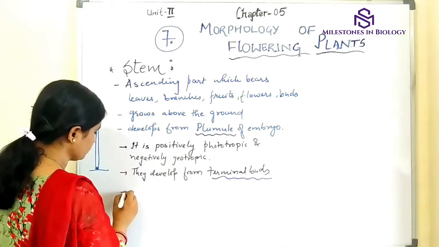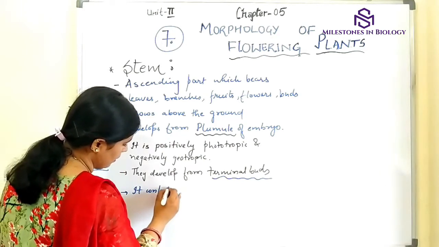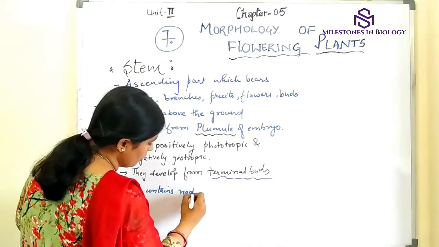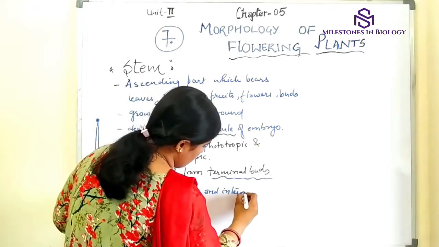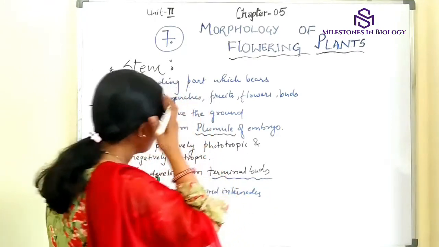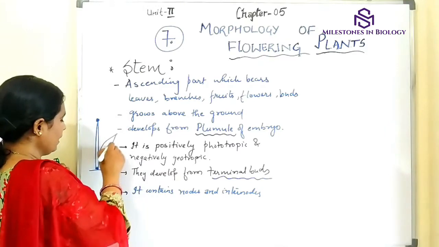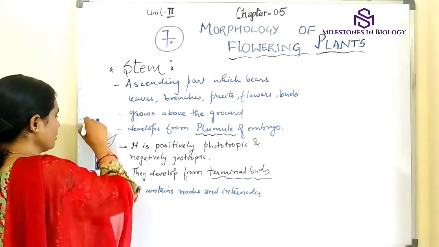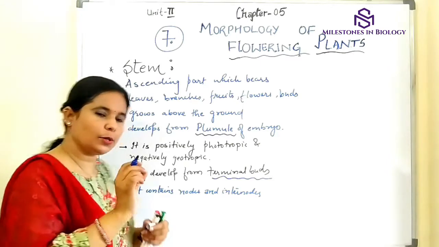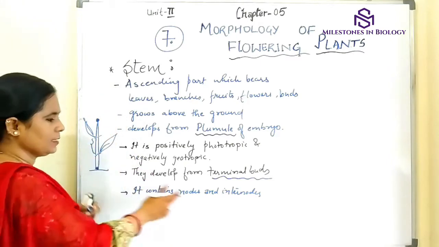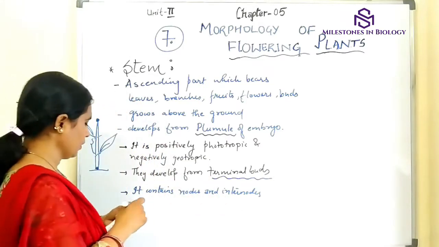Next is, it contains nodes and internodes. You know it very well. Nodes are the part on the stem from which leaves grow. Okay, leaves and branches grow, and the distance between two consecutive nodes is known as internode. So you will find these two structures on the stem.